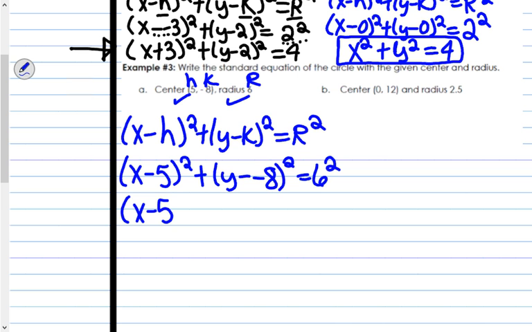(x minus 5) squared plus (y plus 8). So notice it now has a positive sign, which means the center was actually negative, because when we subtract a negative number, it becomes positive. Okay? And then equals 6 squared is 36. So (x minus 5) squared plus (y plus 8) squared, oh, forgot my squared sign, equals 36.